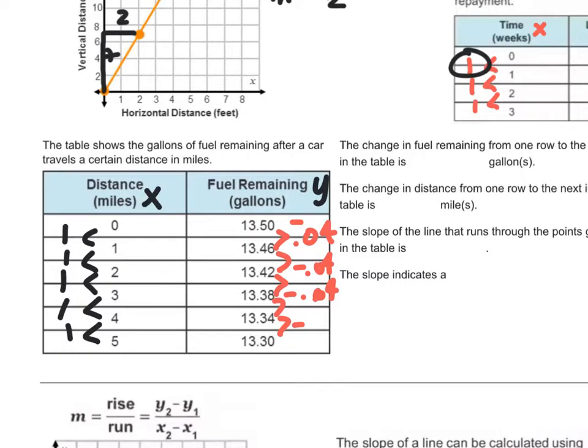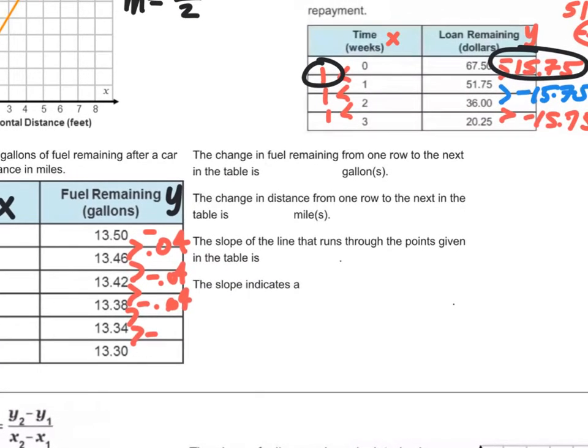You get the idea. So they all change like that. And it says the change in fuel remaining from one row to the next in the table is negative 0.04. It's decreasing. And then it says the change in distance from one row to the next in the table is 1 mile. So the slope of the line that runs through the points in the given table is negative 0.04 over 1.